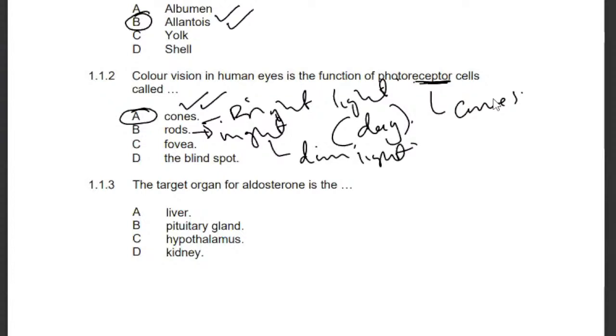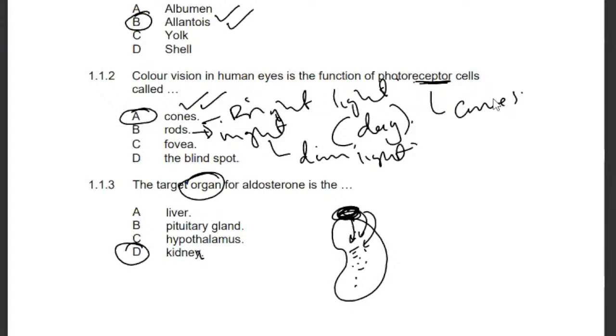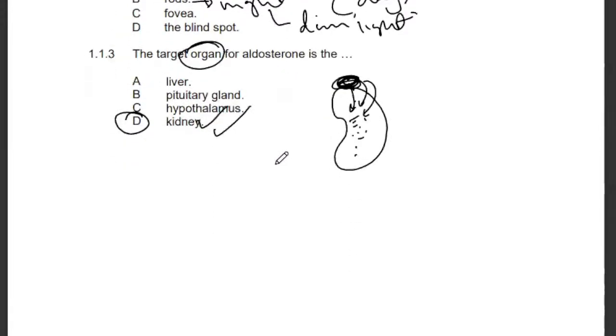Okay, the target organ of aldosterone. Where is aldosterone working? Don't forget that aldosterone is produced by the top part of the kidney, which is the adrenal gland. Once it's produced, it travels through the blood and then enters the kidney, basically in the nephron. But they're talking about the organ, and the nephron is not an organ. The nephron is a part of the kidney, which is the organ. Therefore, the answer becomes D. Here you get 2 marks.